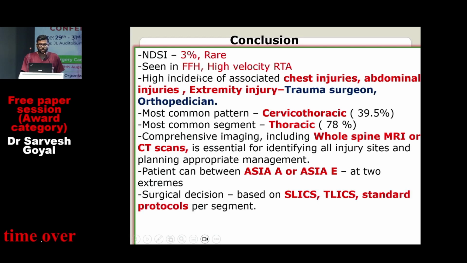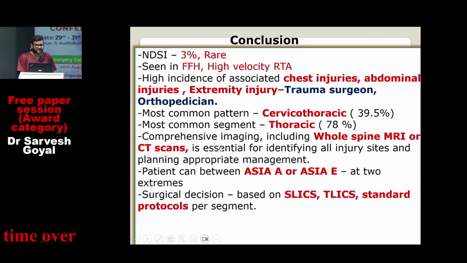They are mostly seen in fall from height cases followed by high velocity RTA. There is a high association of chest injuries, abdominal injuries, and extremity injuries. So there is a requirement of a trauma surgeon and orthopedician also for the management of these cases. The most common pattern is cervicothoracic, and the most common segment is thoracic.